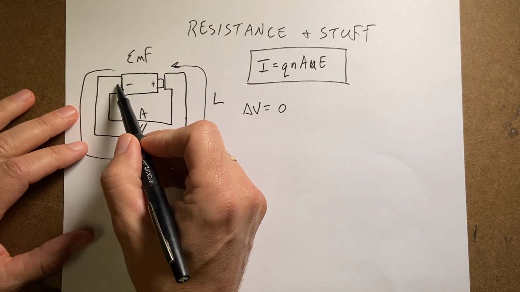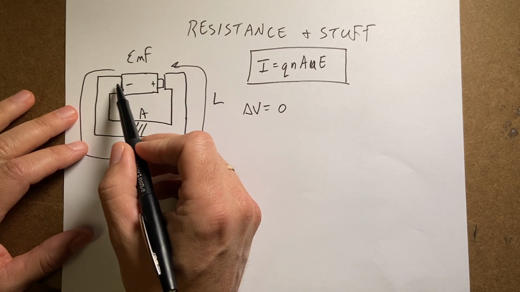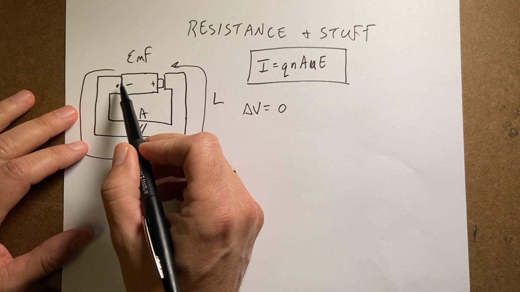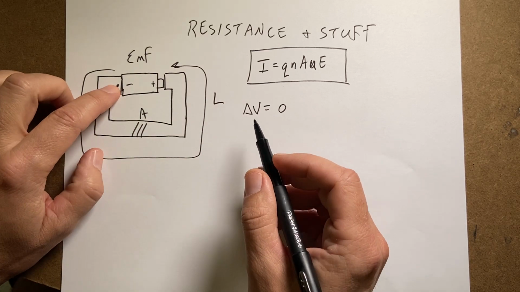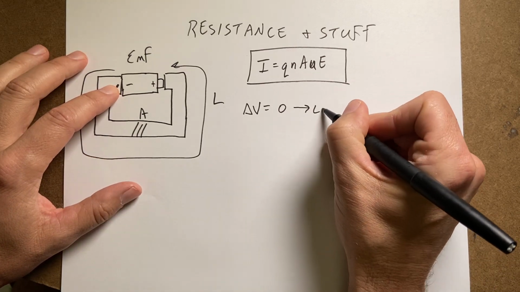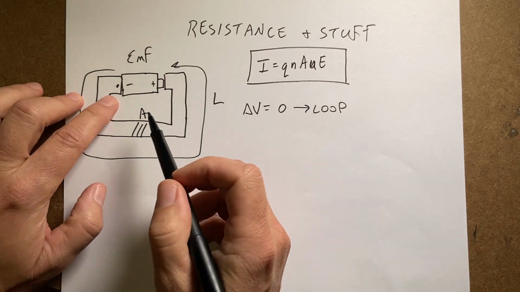So if I start here and go all the way around and get back to where I was, that should be the same as starting there and ending there and not going anywhere. So it has to be zero work done. Therefore, it has to be a change in potential of zero for the whole loop. And this is true for conservative fields, which the electric field is.